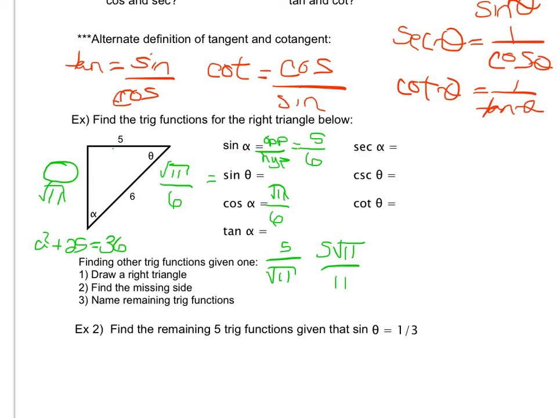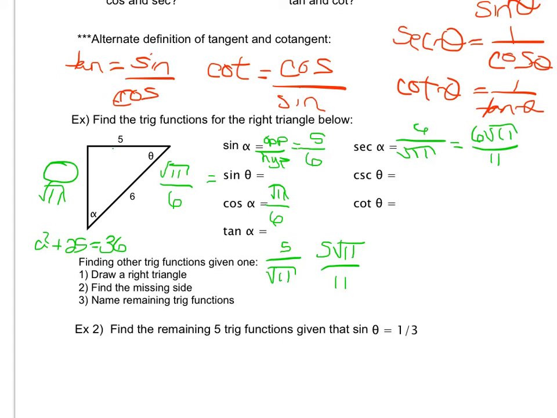Secant, I can either remember that secant is related to cosine. If cosine is adjacent over hypotenuse, secant must be hypotenuse over adjacent. Or because secant is the reciprocal of cosine, I can just flip my cosine. So I already know that cosine is square root of 11 over 6. So secant will be 6 over the radical 11, which is the same thing as 6 radical 11 over 11.